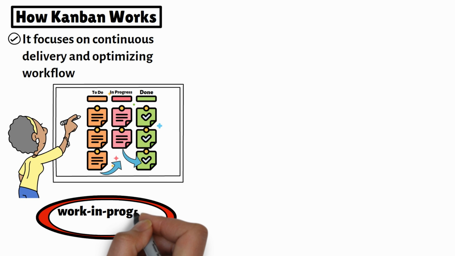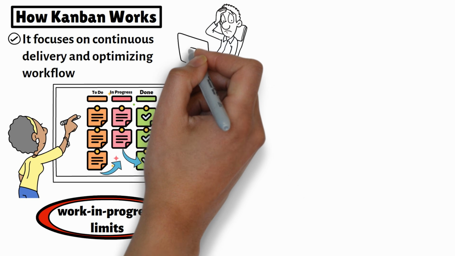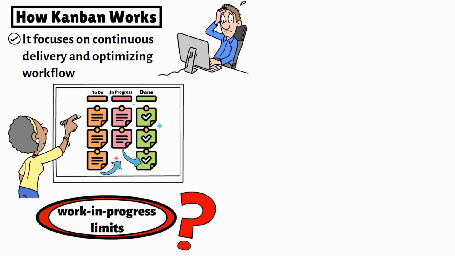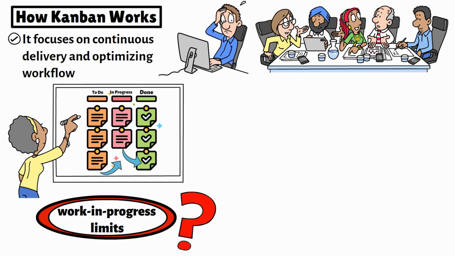One of Kanban's standout features is work in progress limits. These limits cap how many tasks can be in progress at once. Why? To prevent bottlenecks and ensure the team isn't spread too thin. When one task is completed, the team pulls in the next task from the backlog, only when they have capacity.